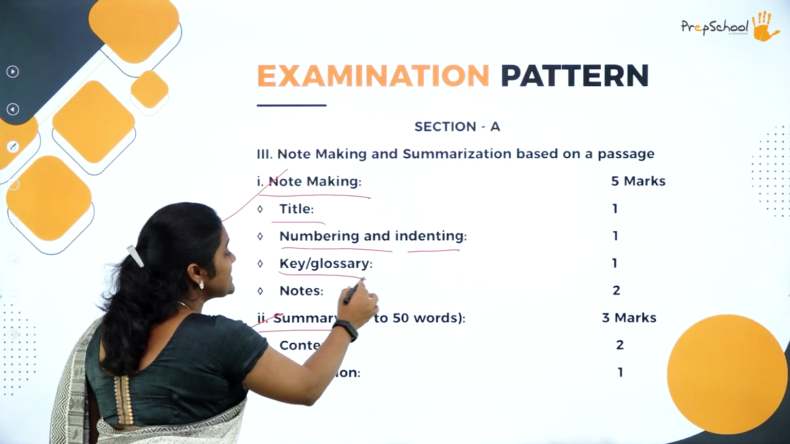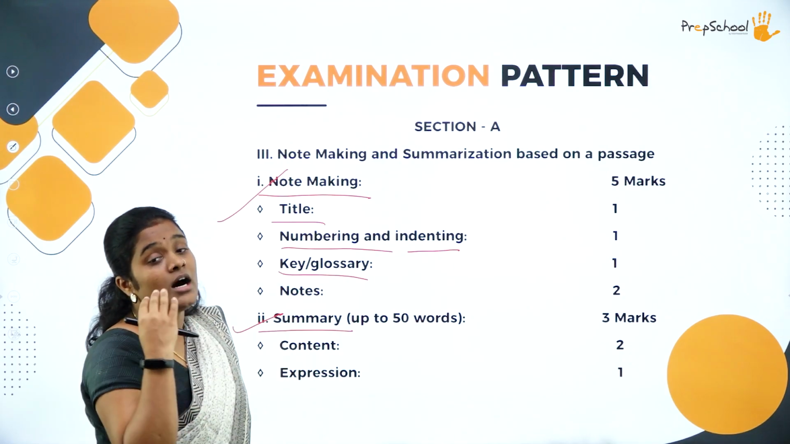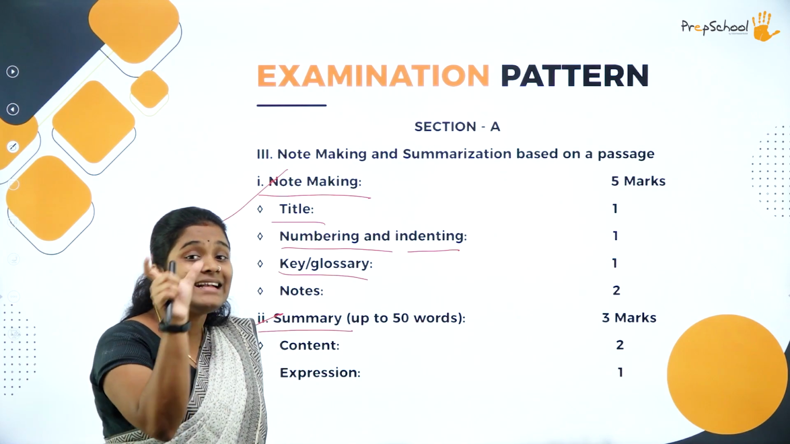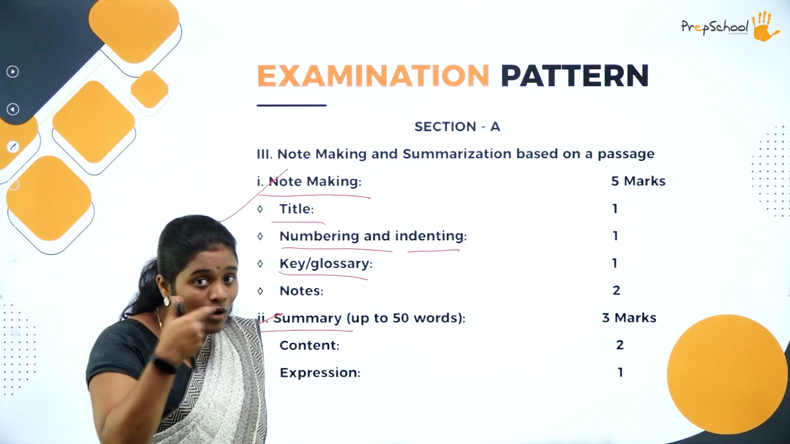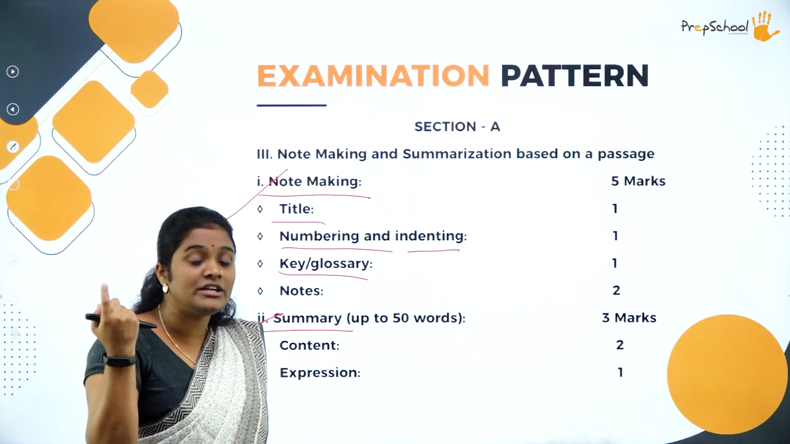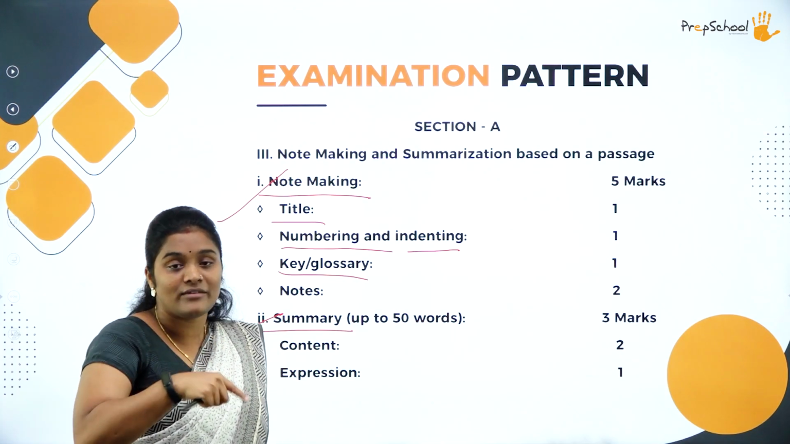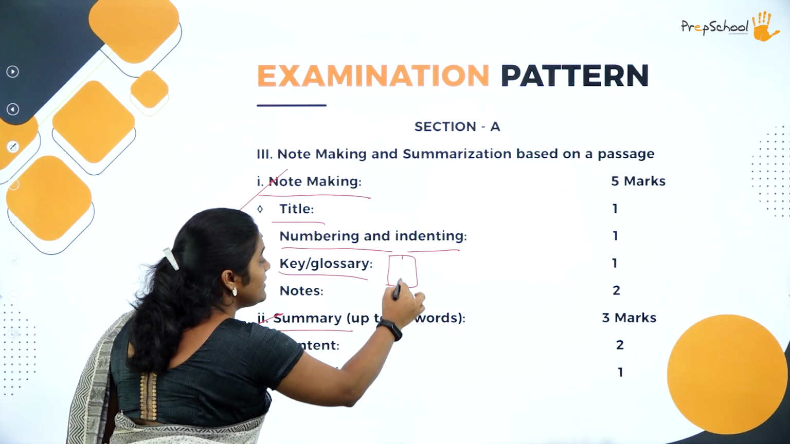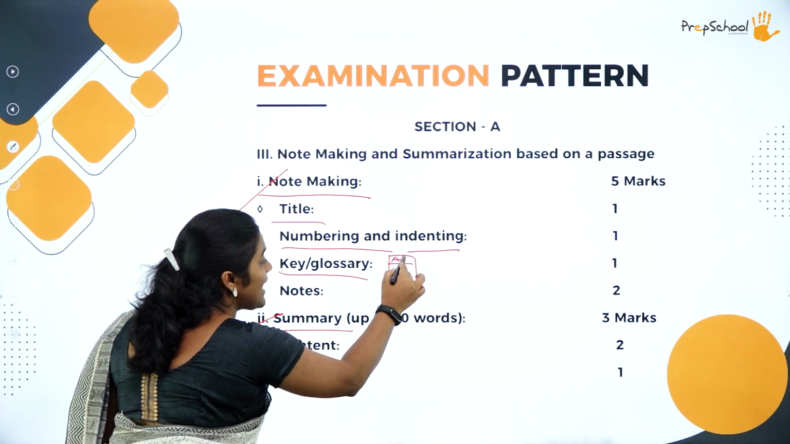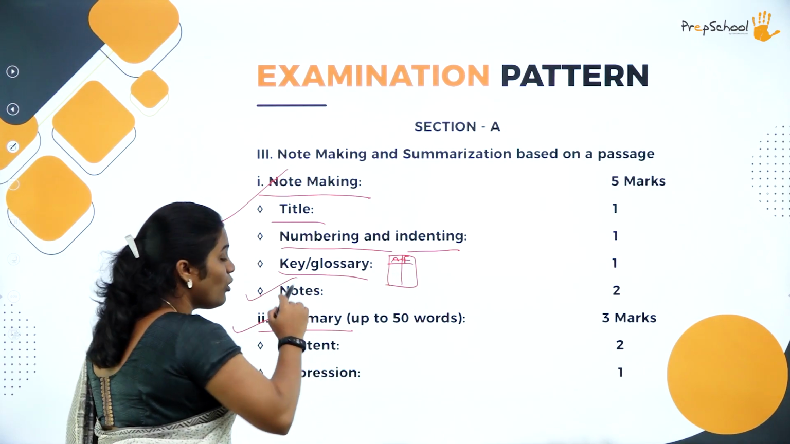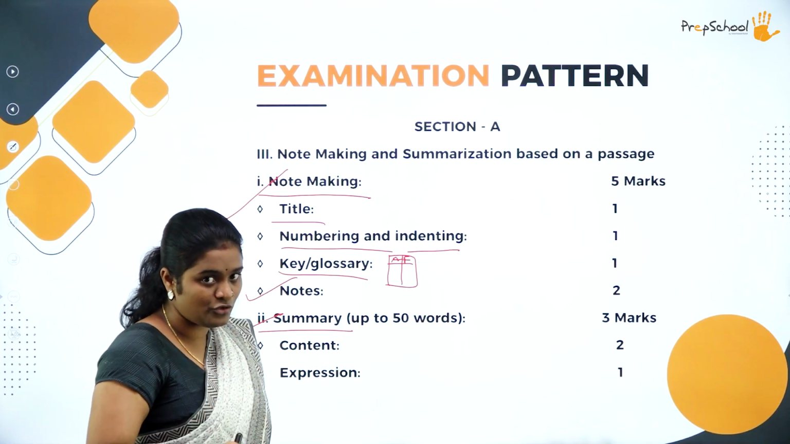Don't worry. Then there is the key or glossary. You have to use a minimum of 4 abbreviations, short forms of words, and at the end, write them in a table so that you know what you have written. Later on, it shouldn't be that you made a note and you don't know what you were thinking when you wrote it. You'll have to go back and look at it, right? So you'll have to prepare at the end a table with abbreviations and their full forms, which will also give you 1 mark. Then there are the notes that you have made, the note form that you have to make.